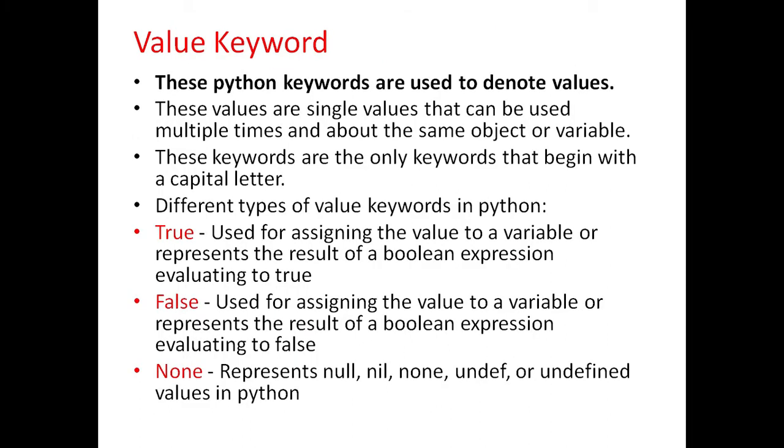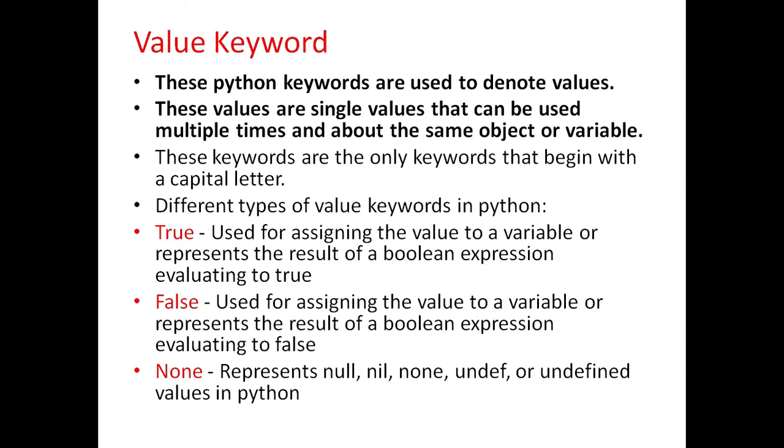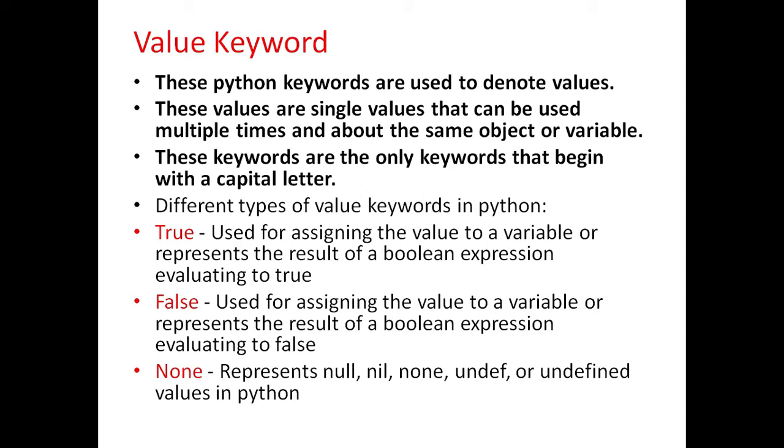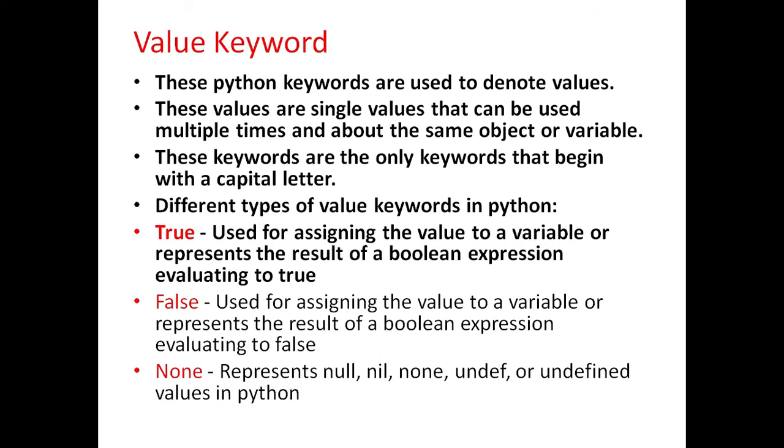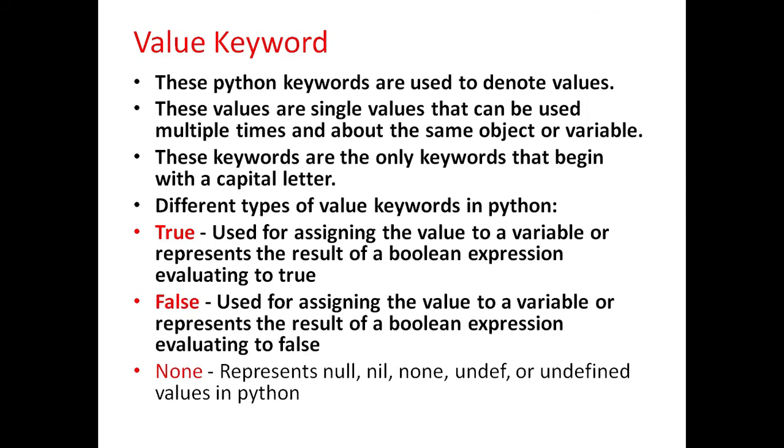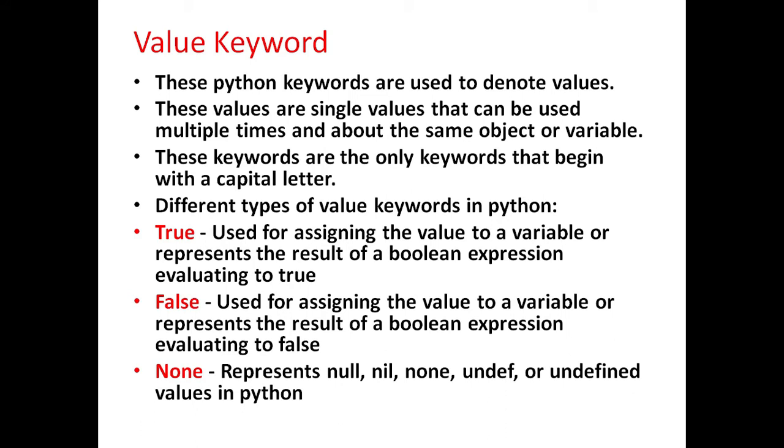Value keywords are the keywords that are used to denote values. These values are single values that can be used multiple times and refer to the same object or variable. These keywords are the only keywords that begin with a capital letter. Different types of value keywords are True, which is used for assigning the value to a variable or represents the result of a Boolean expression evaluating to true. False is used for assigning the value to a variable or represents the result of a Boolean expression evaluating to false. None represents null, none, undef or undefined values in Python.